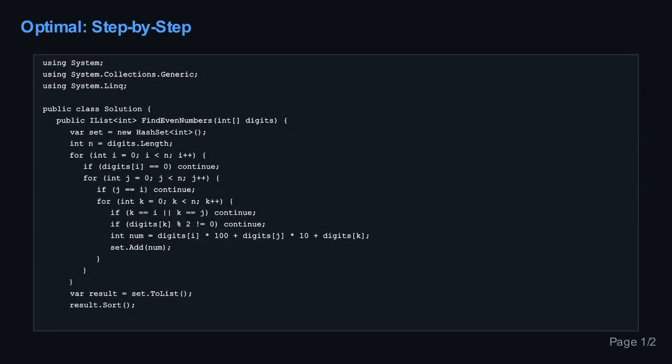Let's trace with input digits 2, 1, 3, 0. First, we build our frequency array. 0 has 1 count, 1 has 1, 2 has 1, 3 has 1. All other digits have 0 counts. Now we iterate through even numbers.